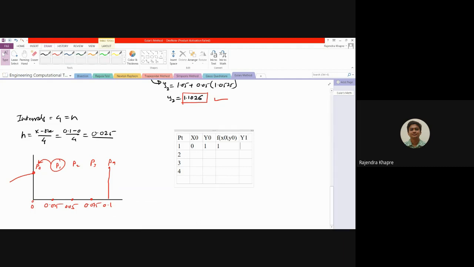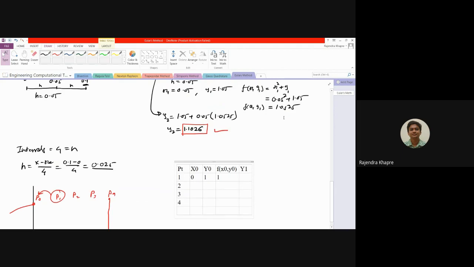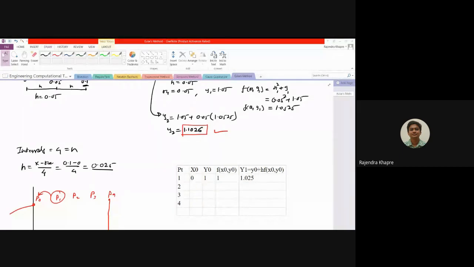And from this you will be getting the value of y1. What will y1 be? In this case the h value is different. Sorry, y1 will be y0 plus h into function of x0 and y0. How much is the y1 value for this case? 1.025. Is it correct? Someone please cross check this. Yes, sir.